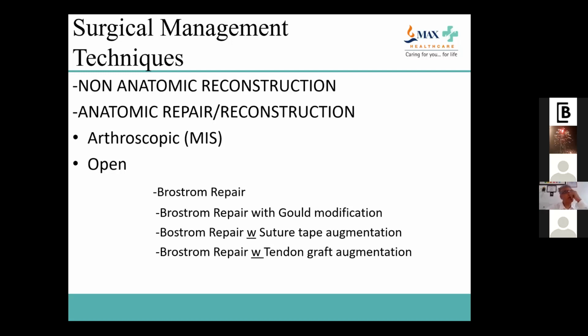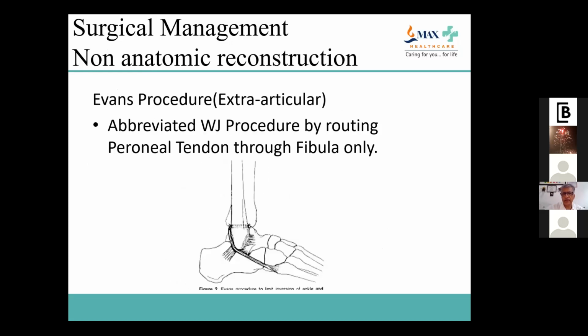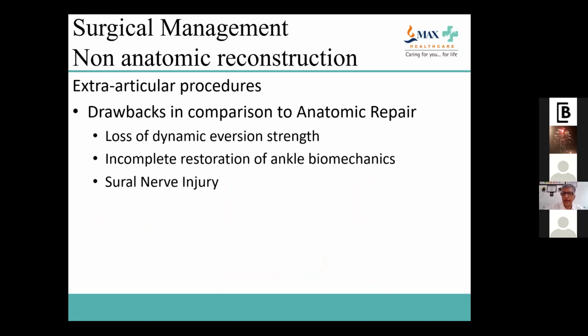Non-anatomic reconstruction is just a brief mention here because it still appears in our textbooks, and you have read them during undergraduate and postgraduate times. I am just mentioning them, though it is almost given up. So the procedure like Watson-Jones, where we reroute the peroneal tendon through the fibula and attach it to the talus, or a small procedure, Evans, where we route the peroneal tendon through the fibula only, and an elaborated procedure mentioned by Chrisman-Snook. So all these use the peroneal tendon. These procedures have a drawback.